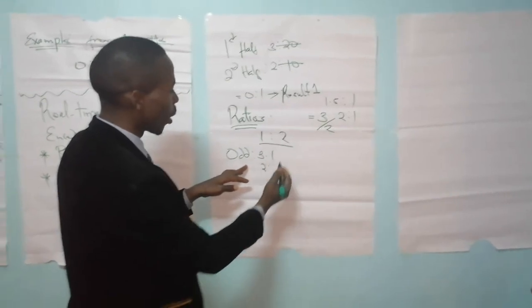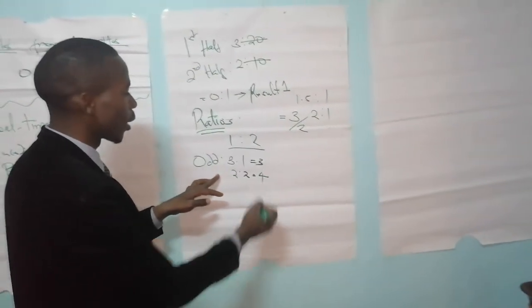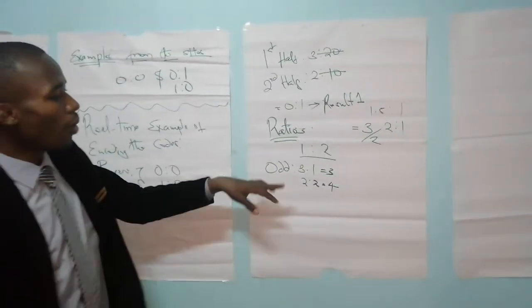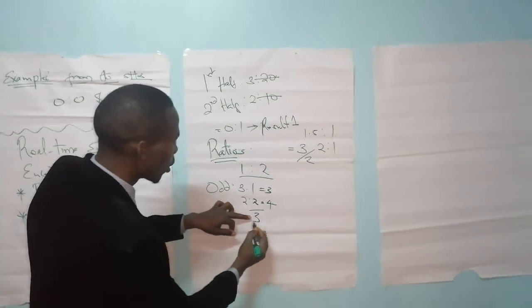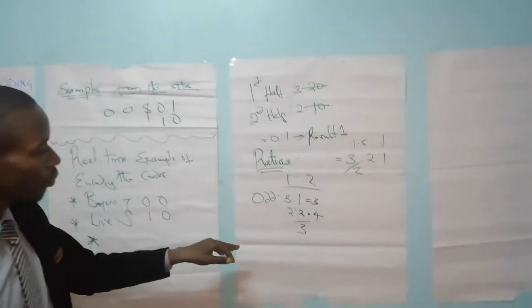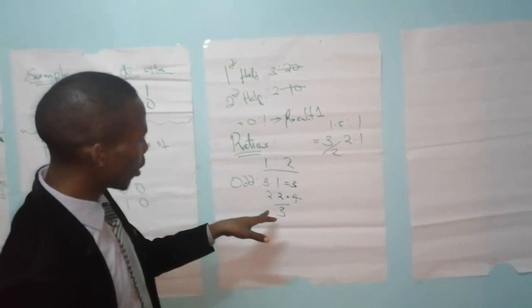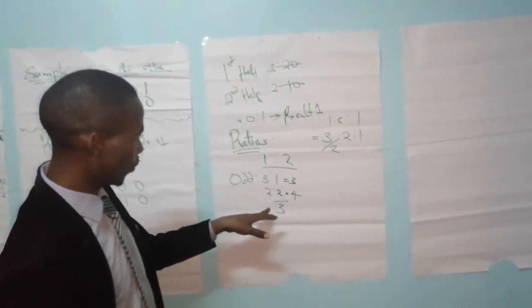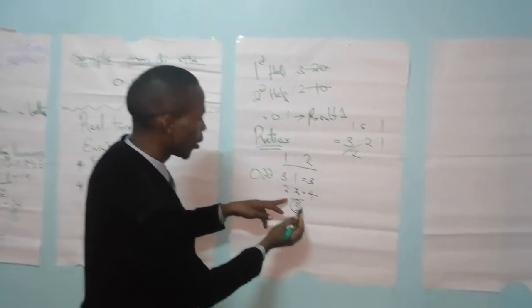This one, if I multiply by 1, I'll get 3. If I multiply by 2, I get 4. How much will I have used in total? 1 plus 2, this will be 3. So in any event, I should get my 3 back.